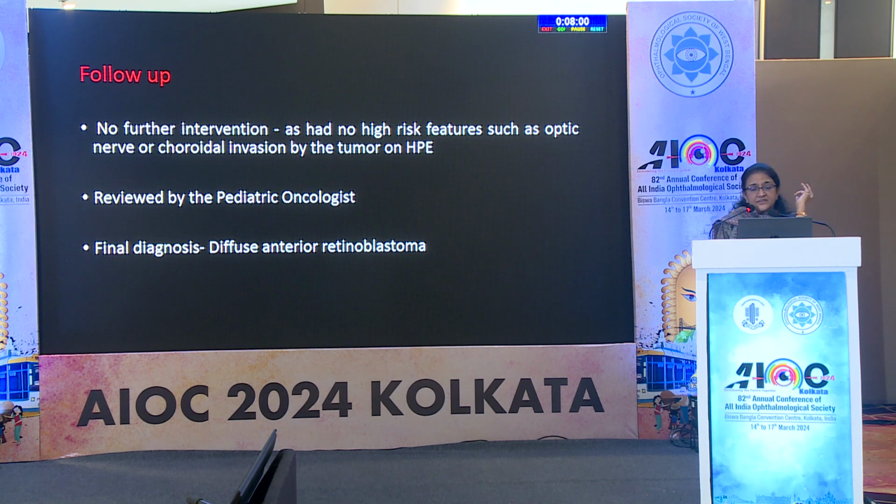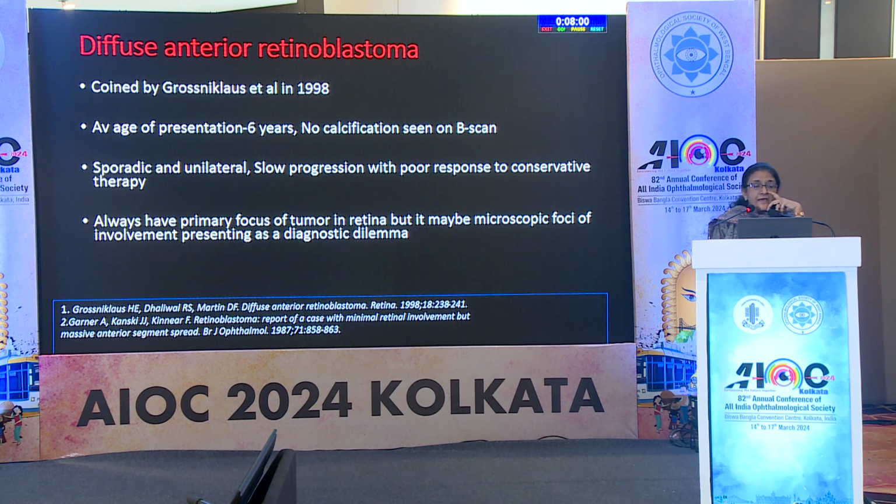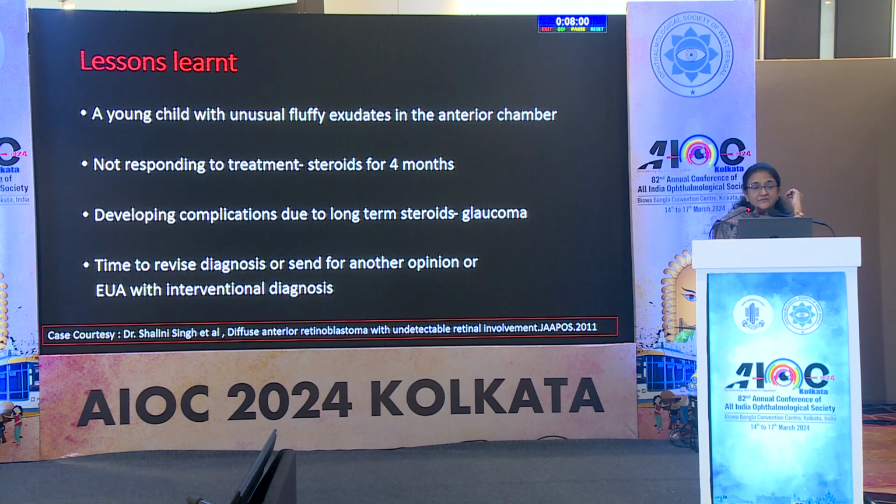And then we reviewed the literature to see where we went wrong, and it came out to be an entity called diffuse anterior retinoblastoma. And what is surprising in a diffuse anterior retinoblastoma is that they have microscopic foci of the tumor involving the retina. We all know retinoblastoma is a tumor of retina, so it should show up in the retina. But why it didn't show up? Because this entity has microscopic foci, which are very subtle and you may not clinically pick up. So this is something we have to keep in mind.